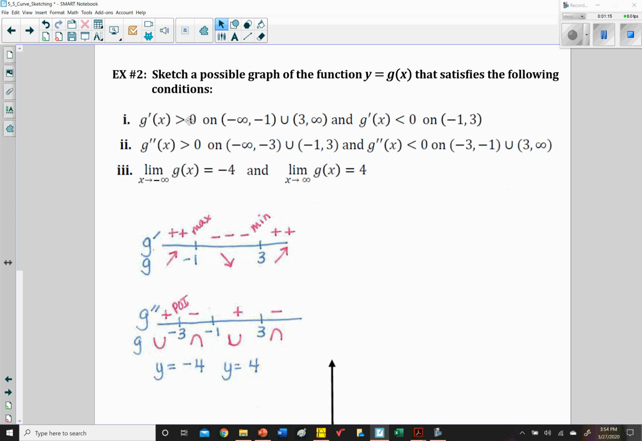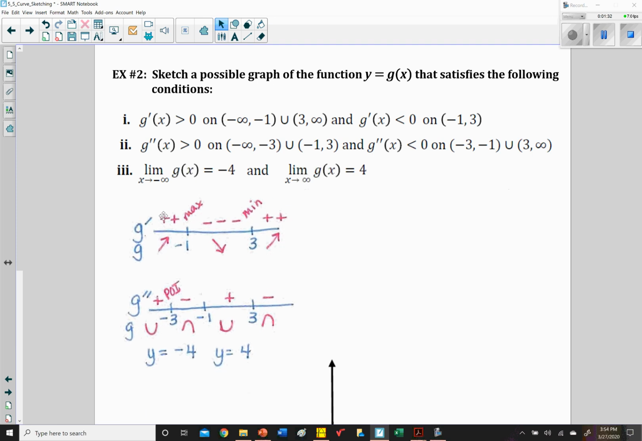So reading across the first set of conditions, if the first derivative is positive from negative infinity to negative 1 and 3 to infinity, and the first derivative is negative inside negative 1 and 3, then we would have a graph that increases and then decreases. So there's a maximum at negative 1, and then decrease to increase would mean a minimum at 3.